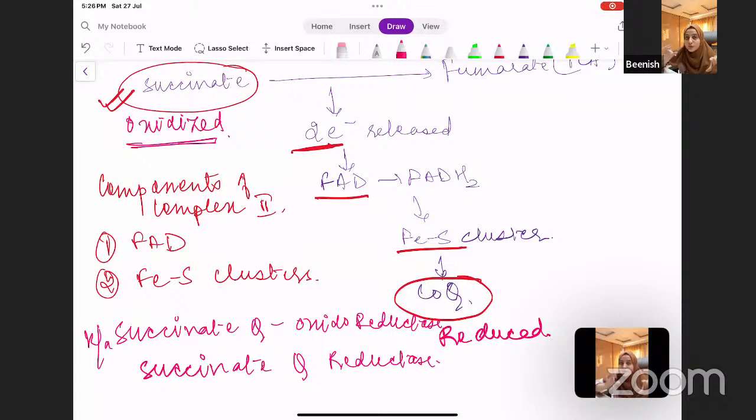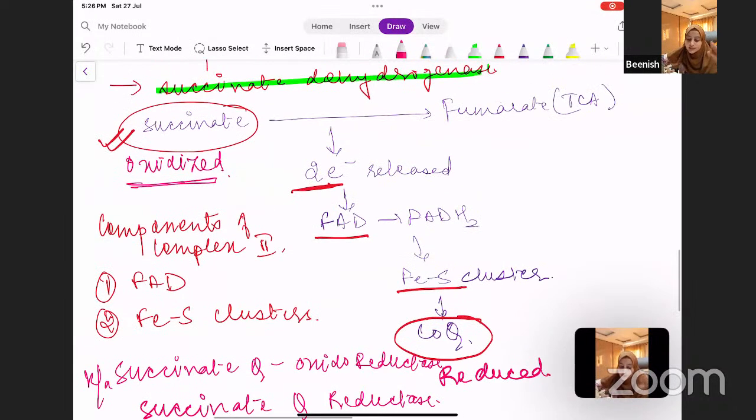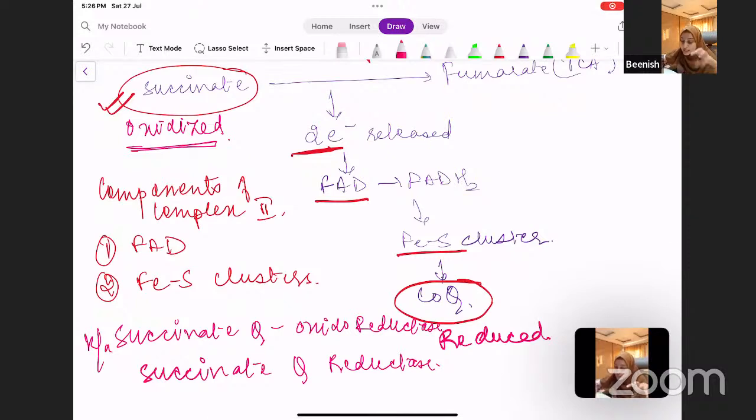succinate, when fumarate is being formed, your enzyme succinate dehydrogenase is a part of your complex 2. So the electrons from succinate are, via complex 2, being taken up by coenzyme Q. So succinate is being oxidized and coenzyme Q is being reduced. And talking about the components of complex 2, they are your FAD and iron sulfur complex. The flow of electrons is that the 2 electrons that are released from succinate are first taken up by FAD, then by iron sulfur complex, and then by coenzyme Q.